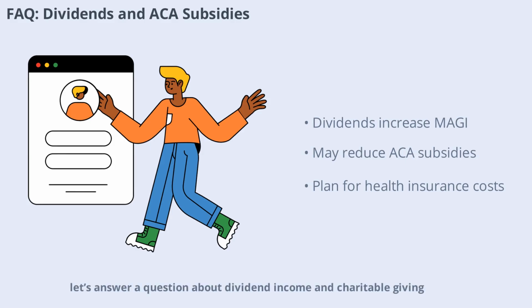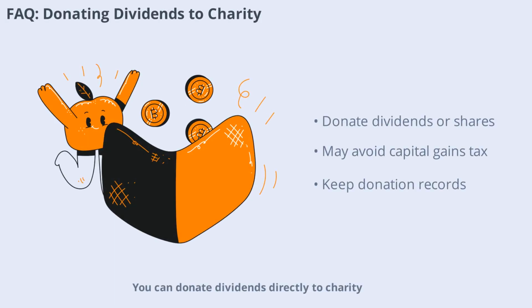Next, let's answer a question about dividend income and charitable giving. You can donate dividends directly to charity, either by giving cash or transferring appreciated shares. If you donate appreciated stock, you may avoid paying capital gains tax and still receive a charitable deduction. Be sure to keep records of your donations and consult a tax advisor to maximize your tax benefits.